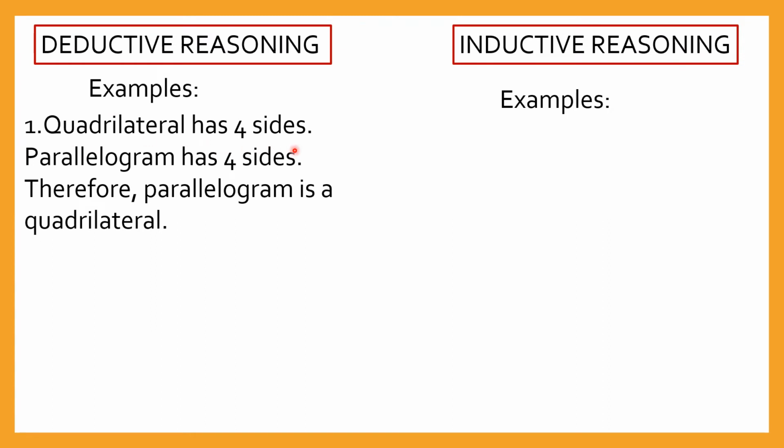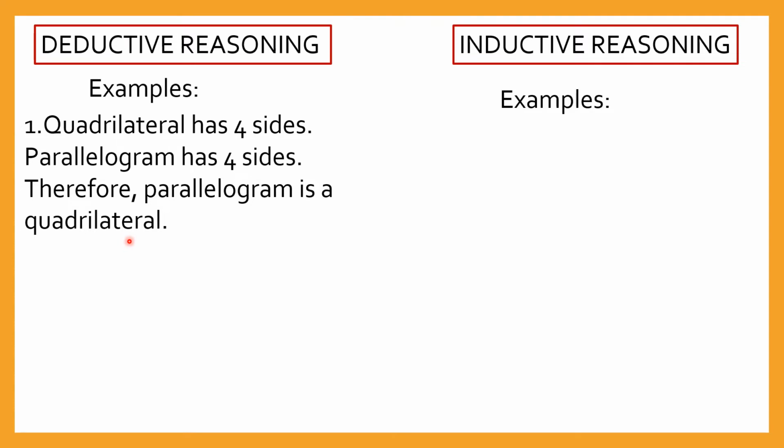Quadrilateral has four sides. Parallelogram has four sides. Therefore, parallelogram is a quadrilateral. Let's study carefully this argument. Quadrilateral has four sides, which is the general idea, right? By definition, quadrilateral has four sides. And then I give a specific example that parallelogram has four sides, and based on that, I concluded that parallelogram is a quadrilateral. So here, from the general idea, from the general rule, I was able to arrive at my conclusion by giving a specific example.